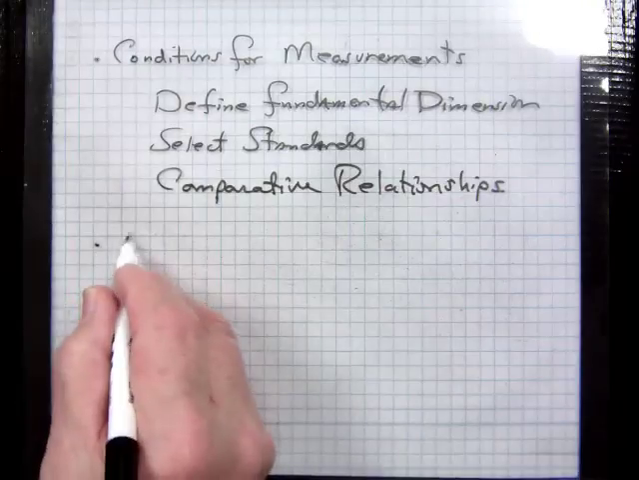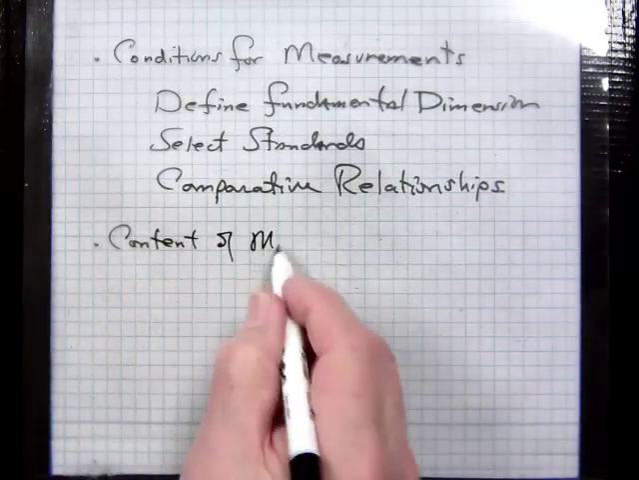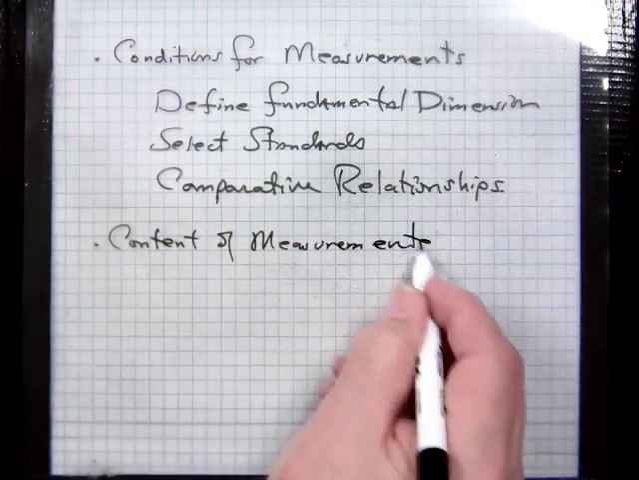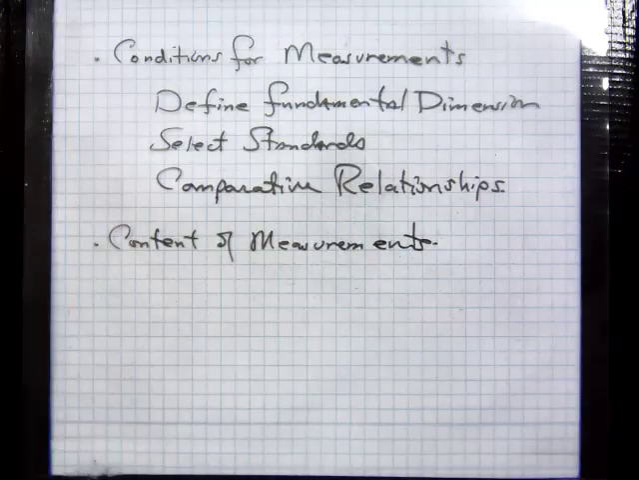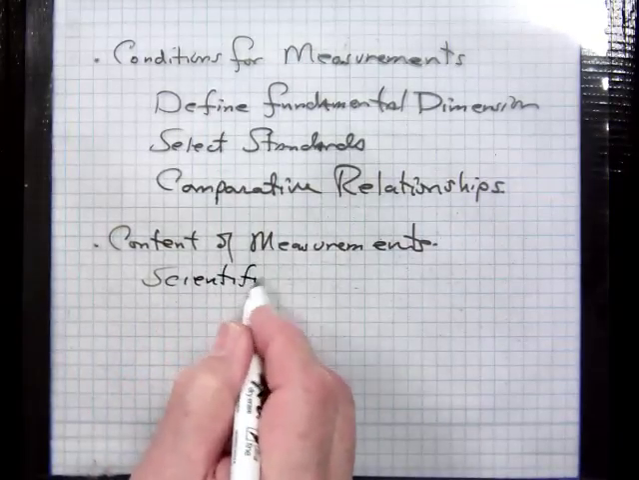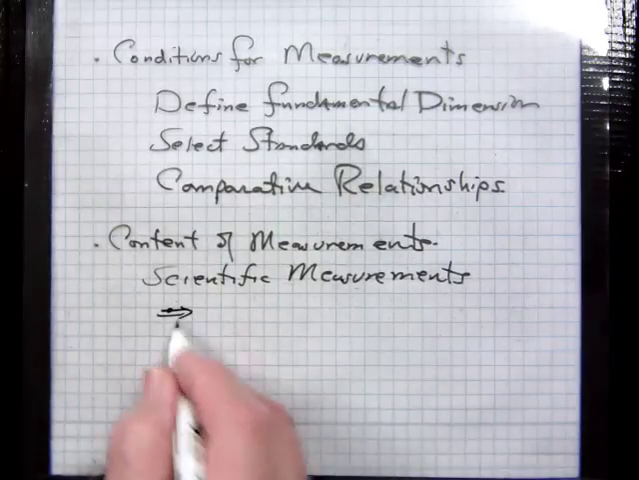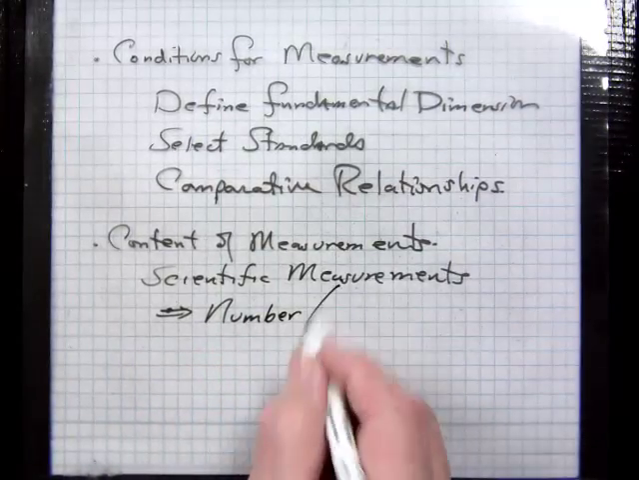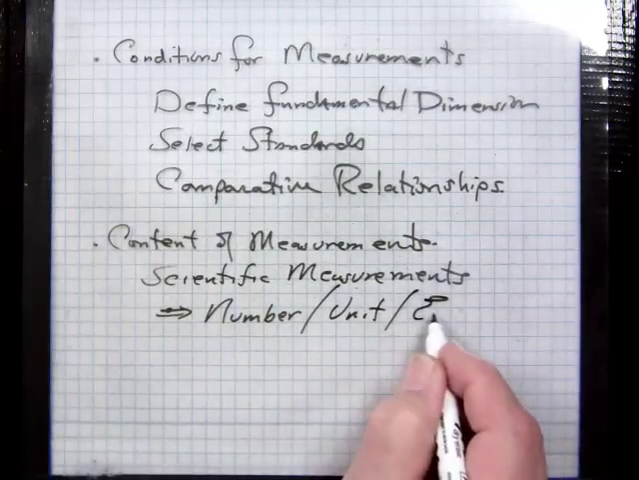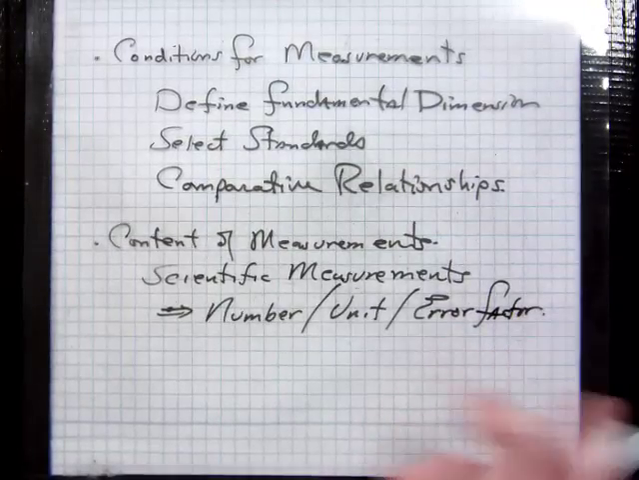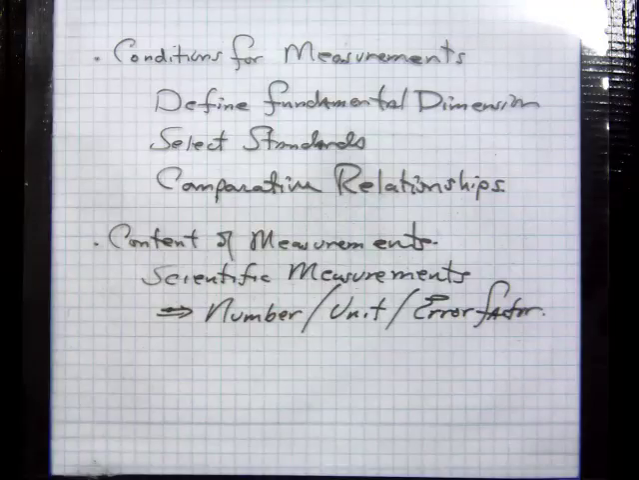Now, the content of measurements: three things, a number, a unit, and an uncertainty factor. Now, we have two kinds of measurements that we're talking about in general. Our primary focus is the scientific measurements. And these require a number, a unit, and an error factor. So we have certain variations in the ability to make measurements, and that's usually inherent either in the observer or the detector, you receiving all the signals.